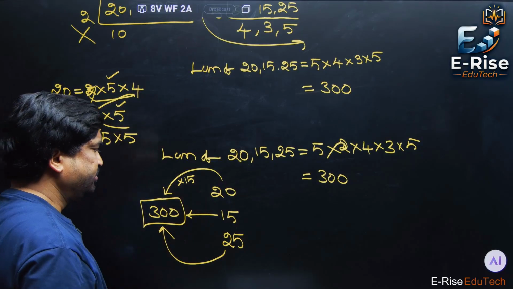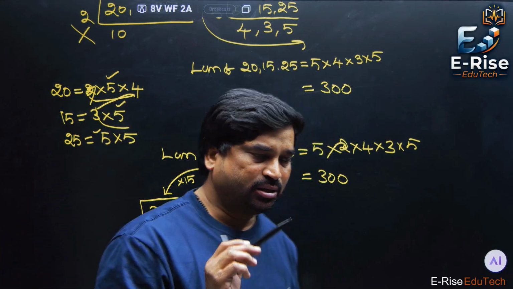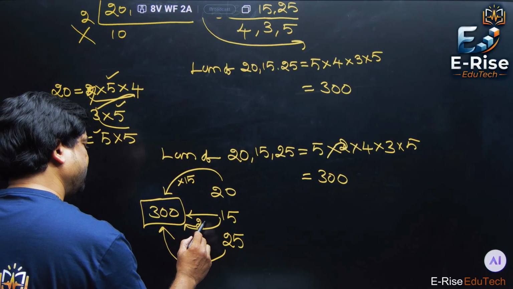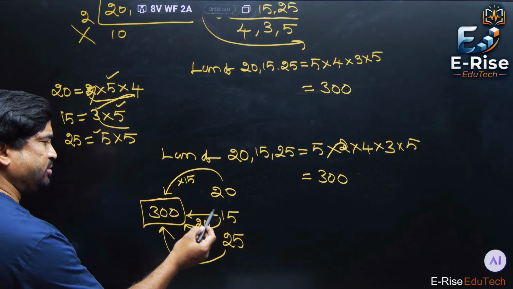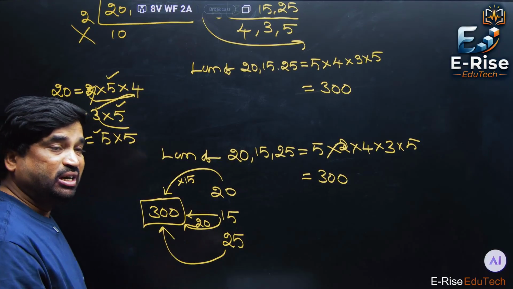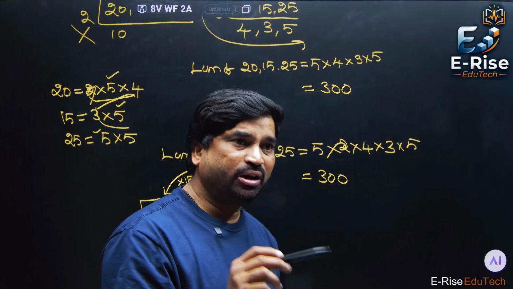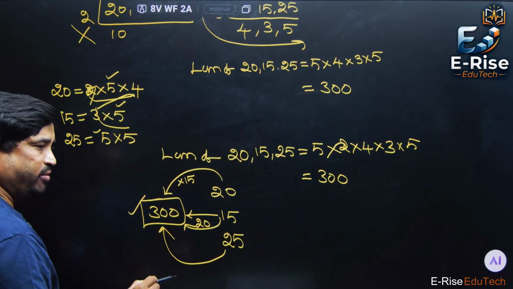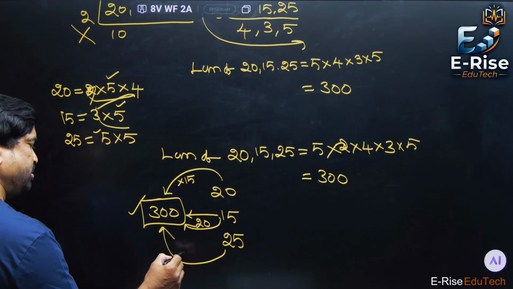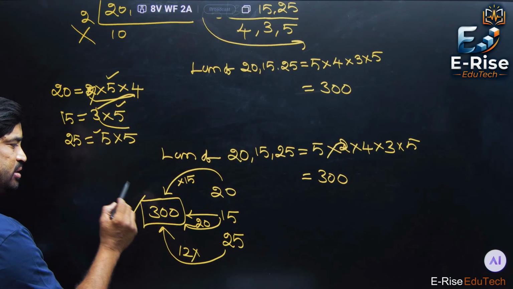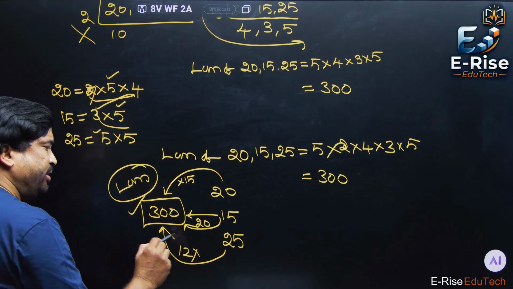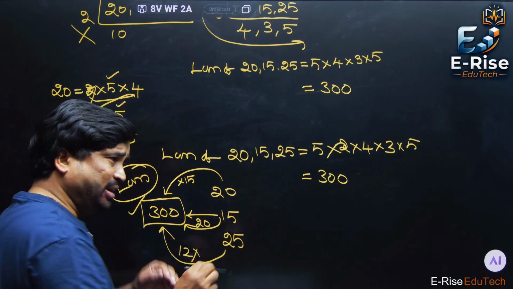20 into 15 is 300. 15, how many times? 20 times. Every number multiplied with something gives our LCM. If not, that's not the least value. Okay, 25, how many times? 12 times gives 300. This is the LCM, the least common multiple of 20, 15, 25, the least value.